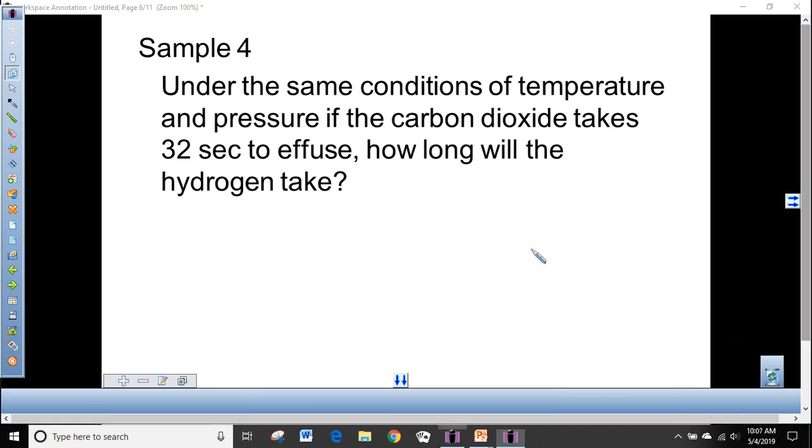Alright. Under the same conditions of temperature and pressure, so we're just saying that our gases are in the same container about the same time. So I decided just to use carbon dioxide and hydrogen because we'd used that one just a second ago. Now notice we don't have a speed, we have a time. So time works a little bit different than speed.